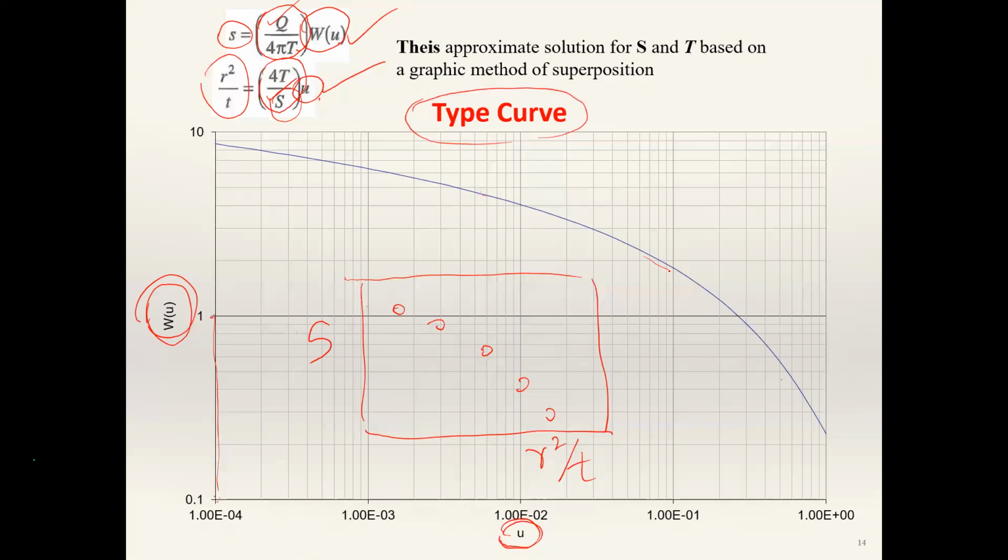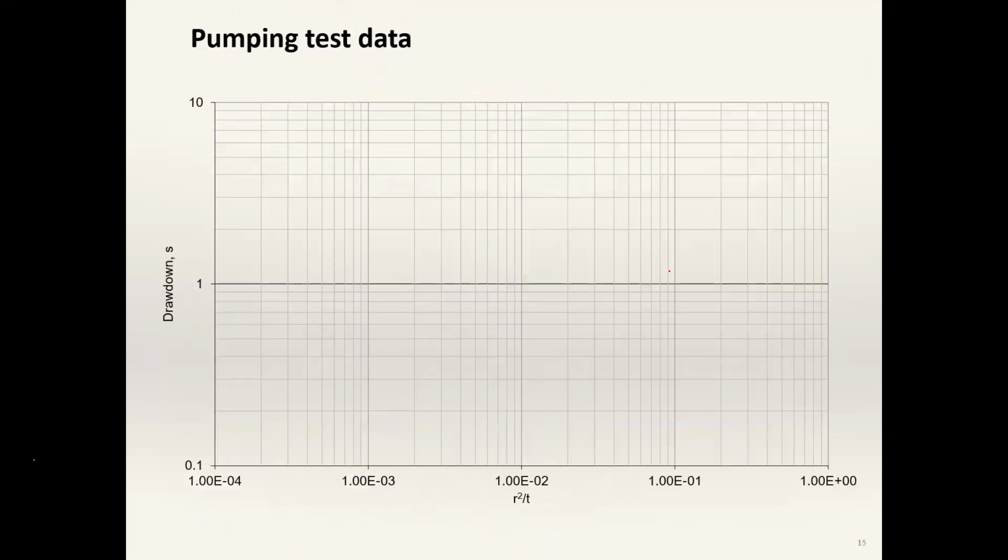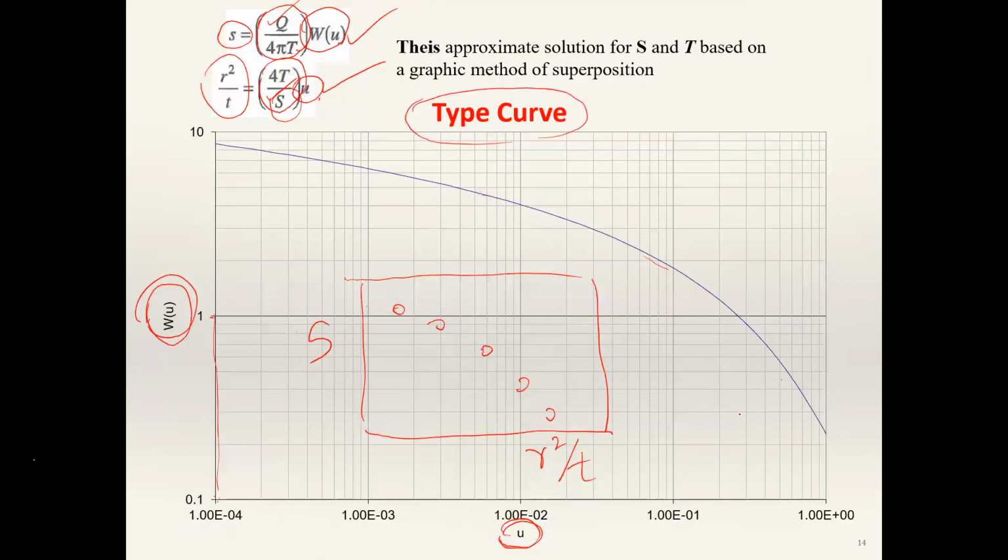Okay, I will explain how to do it. Now, this is the piece of paper I told you, the graph sheet. What are the values we have? r squared over T and drawdown. So we plot our observations here like this. Then these observations are matched with this curve.